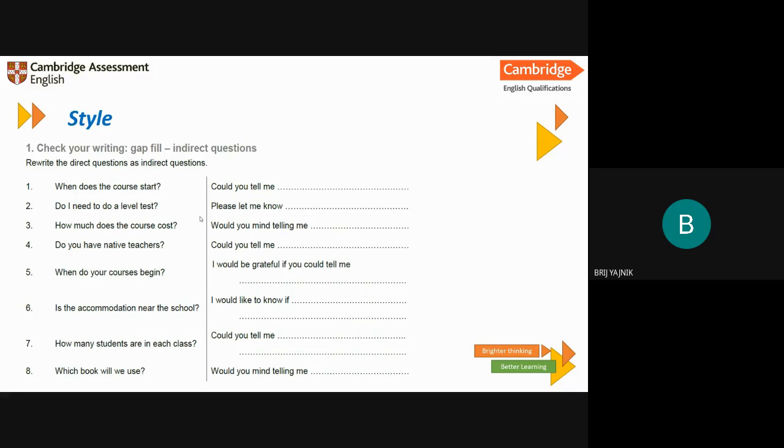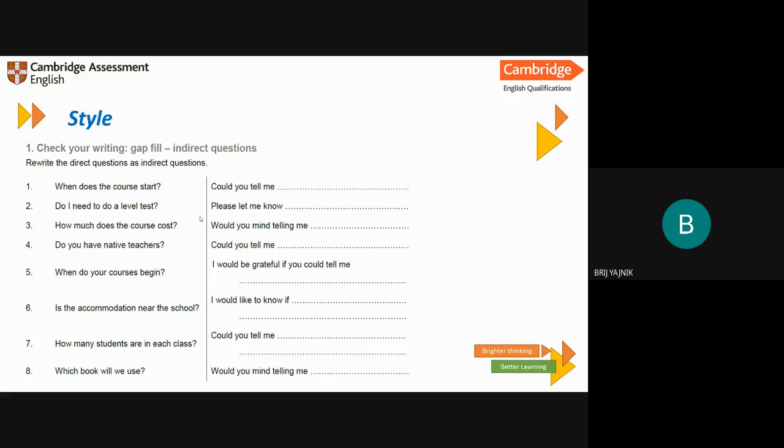How many students are in each class? Could you tell me? Wow, this time you need to work harder. Let me give you a hint. Could you tell me the number? It starts with the word number. Quickly, guys. Perfect. Got it. Could you tell me the number of students in each class? See, that was easy, actually, right?